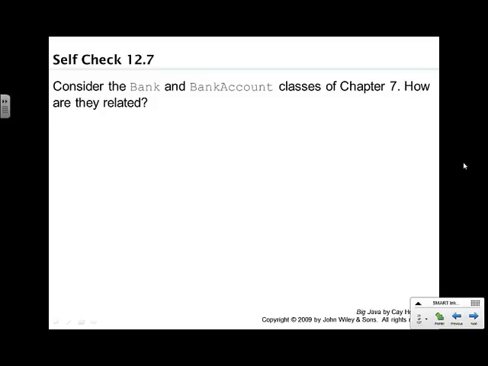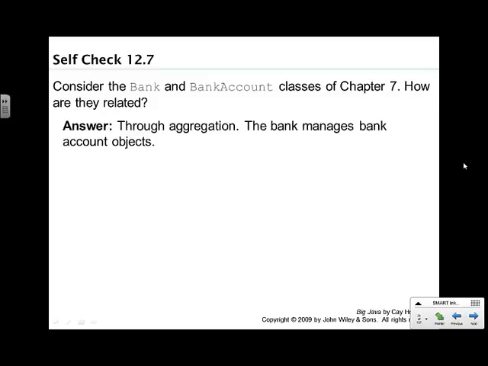So for the self-check questions, consider the Bank and BankAccount classes of Chapter 7. How are they related? Well, a bank uses or has a collection of bank accounts in it. So this would be aggregation. The bank manages BankAccount objects, but for instance, BankAccount does not extend Bank, nor does Bank extend BankAccount. They're not subclasses of each other.